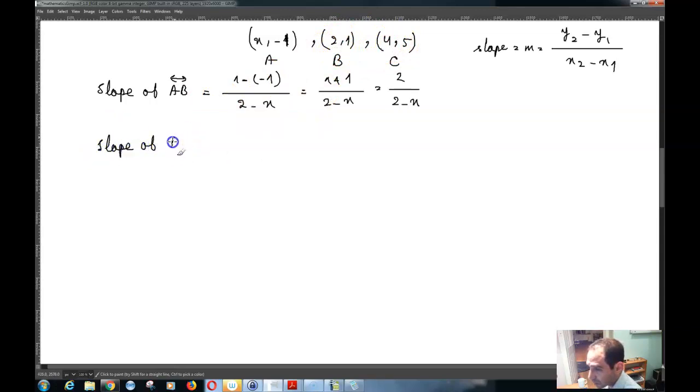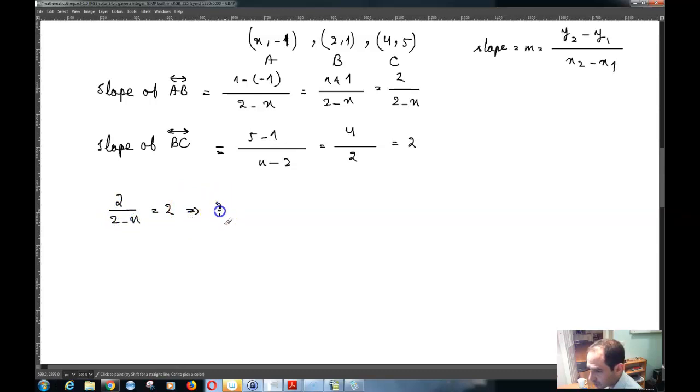Now let's find the slope of the line BC as well. That is equal to 5 minus 1 over 4 minus 2, which is equal to 4 over 2, which is equal to 2. So now, if I want to find this x such that the 3 points are collinear, then of course these two slopes have to be the same, based on what we said. So then you can write 2 over 2 minus x is equal to 2.